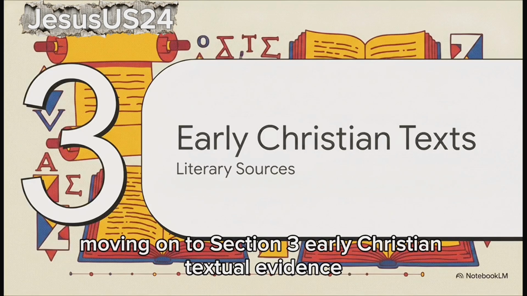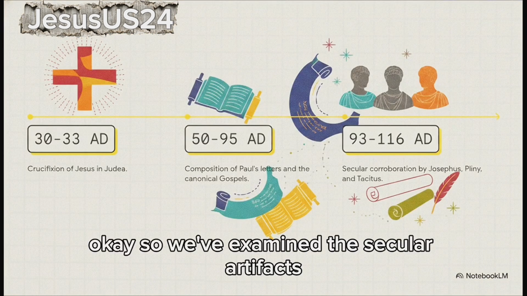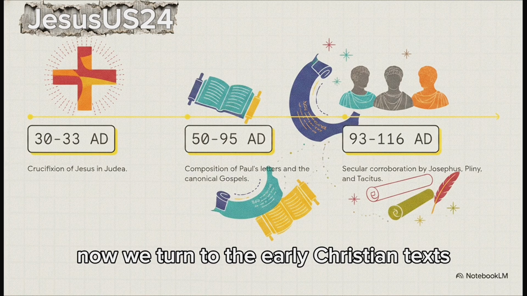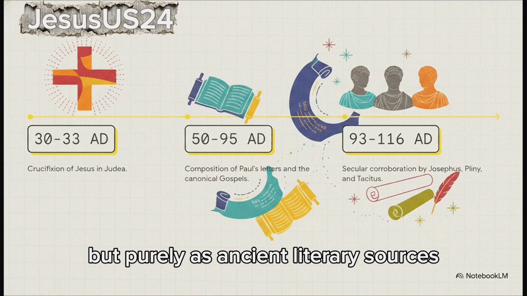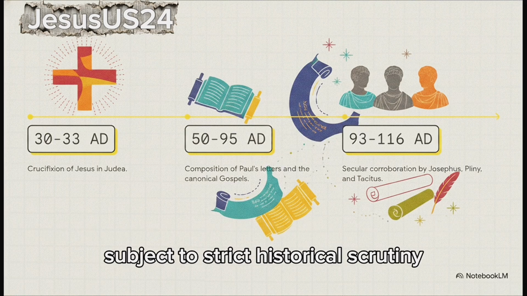Moving on to section 3, early Christian textual evidence. Okay, so we've examined the secular artifacts. Now we turn to the early Christian texts. And we're evaluating them not as inerrant scripture, but purely as ancient literary sources subject to strict historical scrutiny.